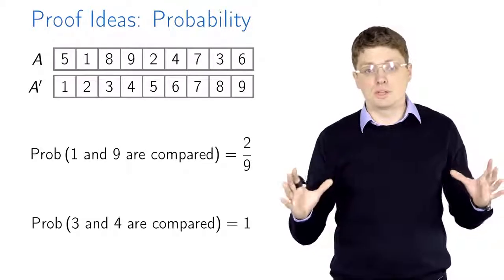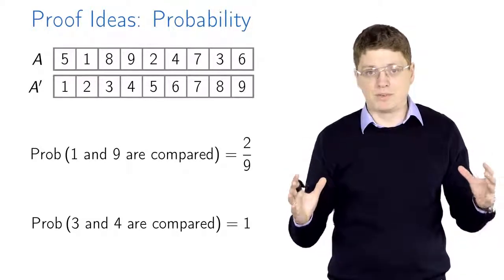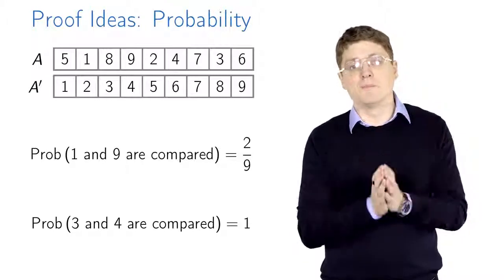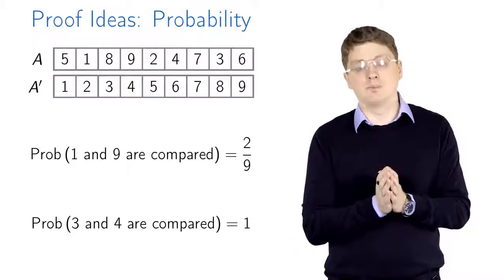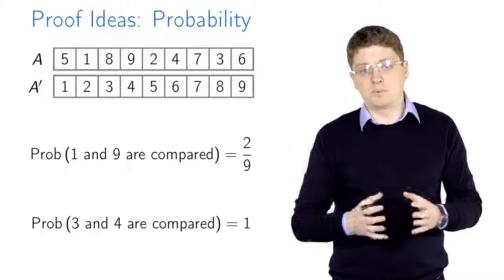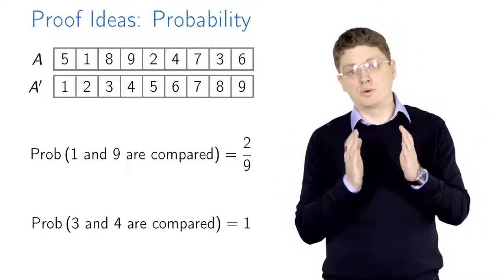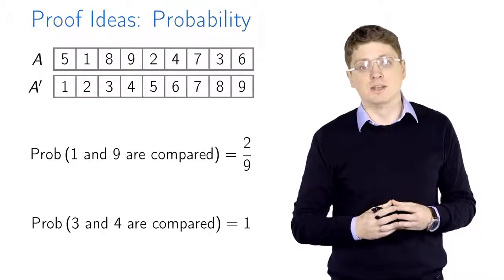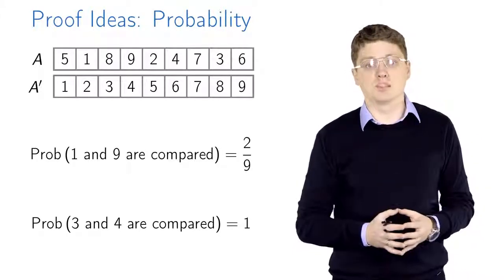Well, this shows that the probability of comparing 2 elements depends on how close they are in the sorted array. In particular, if they are very far apart from each other, then the probability is small. And if they are close to each other, then the probability is high. We will use this observation in the formal proof of our statement.